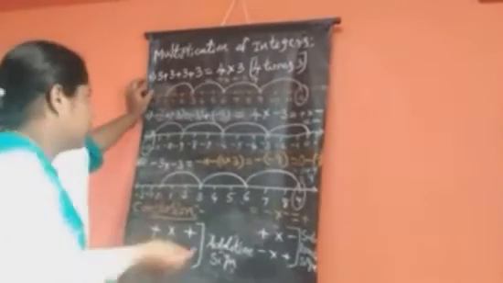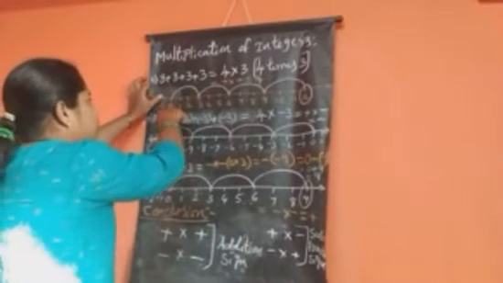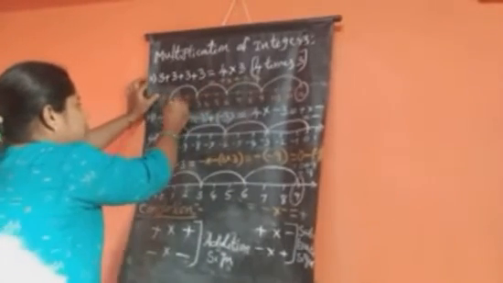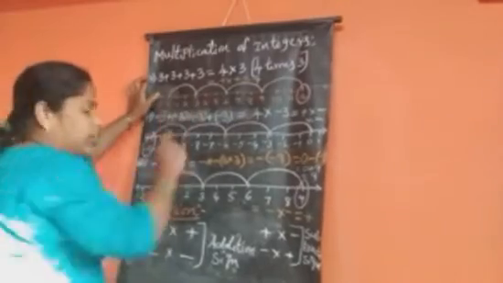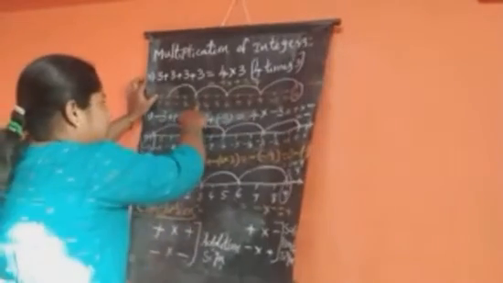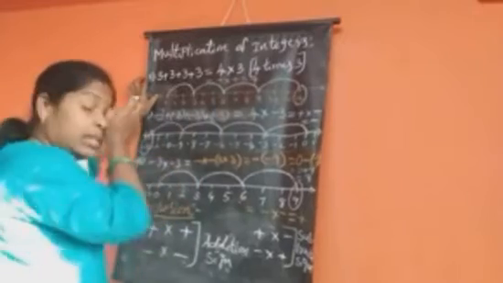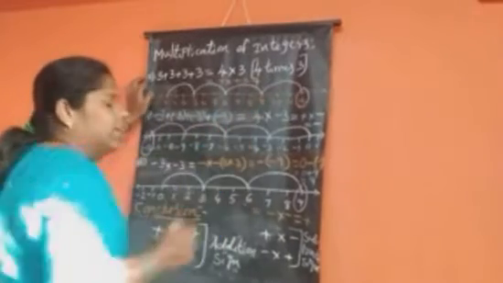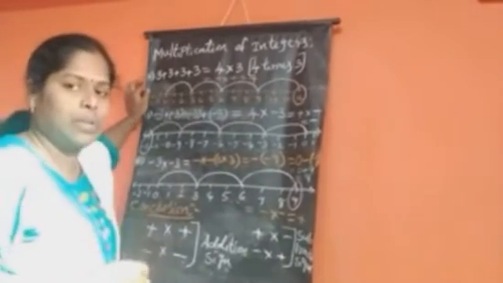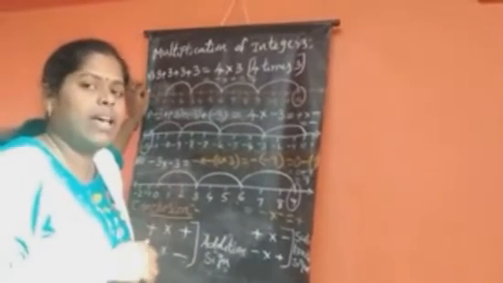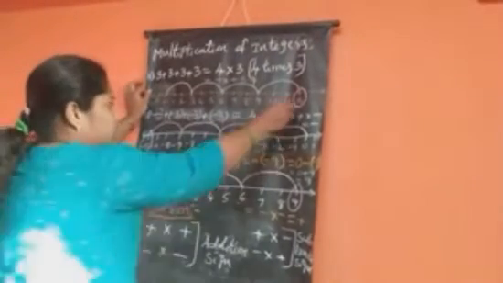So we have to take 4 jumps, each of 3 steps, from 0 towards the right. If we jump from 0 to 3, it becomes 1 jump. Then 3 to 6 is the second jump. Then 6 to 9 is the third. Then 9 to 12 is the last jump. The number on which the last jump lies will be the answer. So here 12 is there.